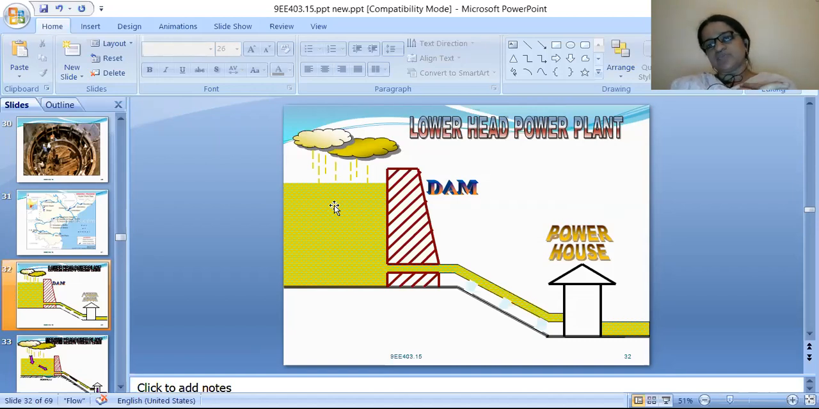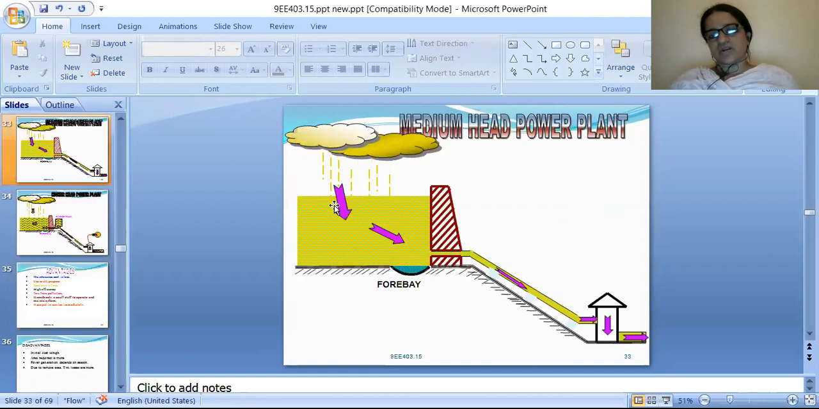Which power plant should be built will be considered based on the geographical area, like what is the height of the reservoir and what is the height of the sky. Is it on a mountain, like that? Everything we will observe, and then they will try to construct. Lower head power plant means the same hydroelectric power station, but the height of the rainwater which is falling is low. The distance between the cloud and the reservoir surface is less. So it is called a lower head power plant.